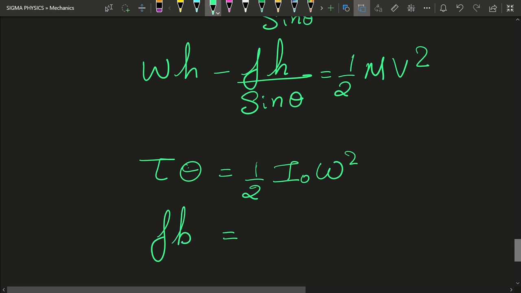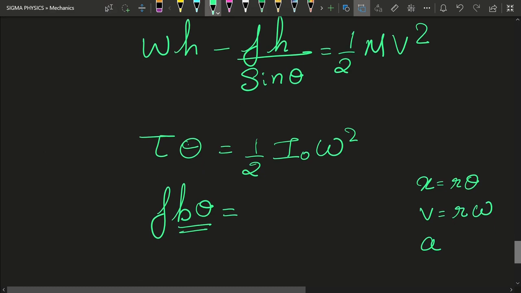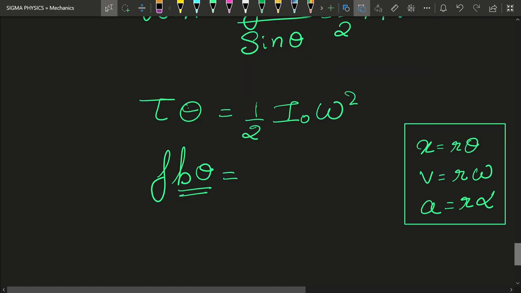So I'm going to get F into b, the frictional force into the perpendicular distance, times theta, is equal to the rotational kinetic energy. Now, what is b into theta? Again, this is pure rolling. Here we have used all three expressions for pure rolling. That is, we have x equal to r theta. Then if we differentiate it, we get v equal to r omega. And if we differentiate that, we get a equal to r alpha. So this is what we get for pure rolling.